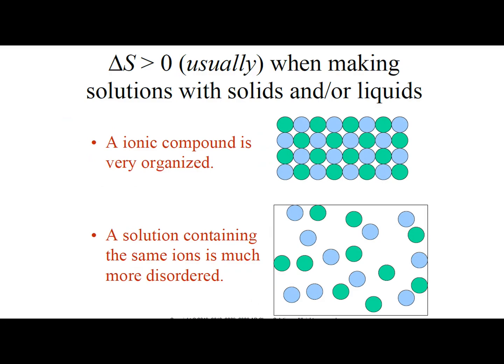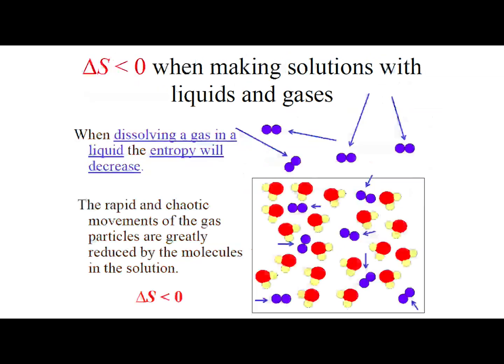Delta S is usually positive when we make solutions with solids or liquids. So here's our nice little organized ionic compound. When we dissolve our ionic compound in water, the molecules are dispersed further apart. They're usually surrounded by water molecules, but the same ions are there, but they are much more disordered. And because of that, our delta S is usually positive.